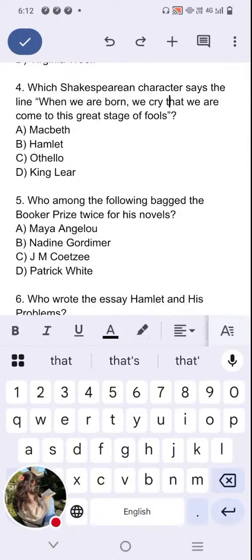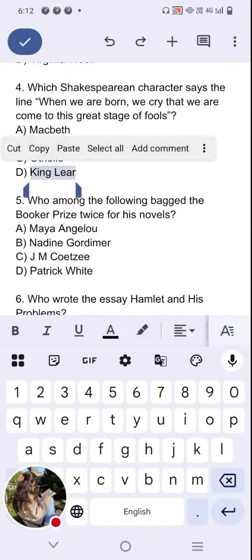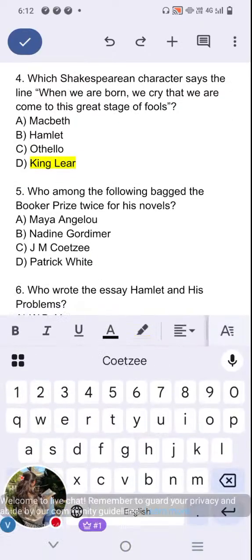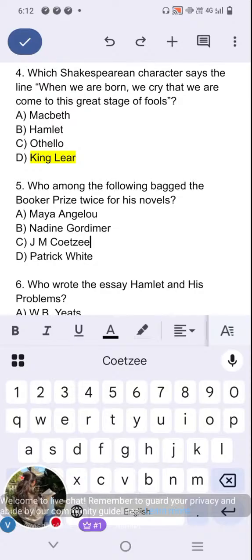The right answer is option D, King Lear. King Lear himself is the one who says this line.